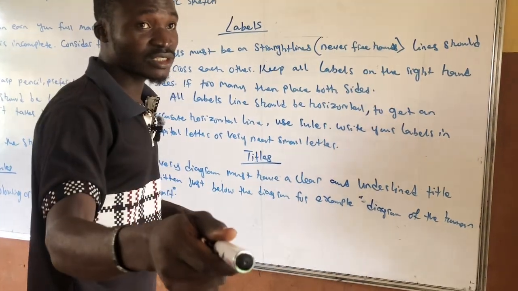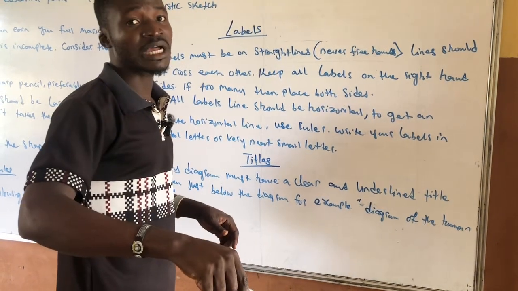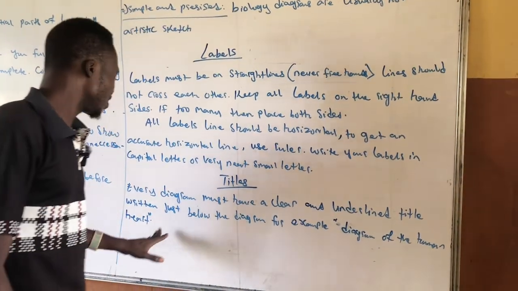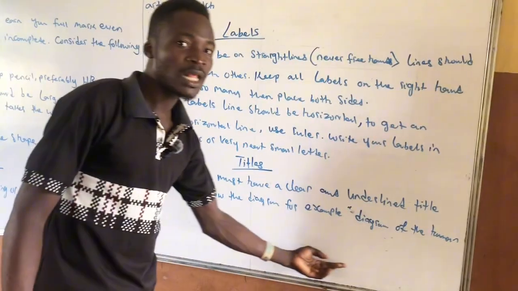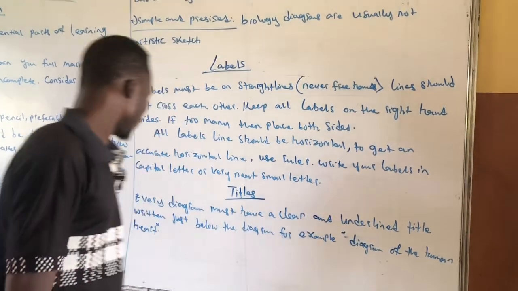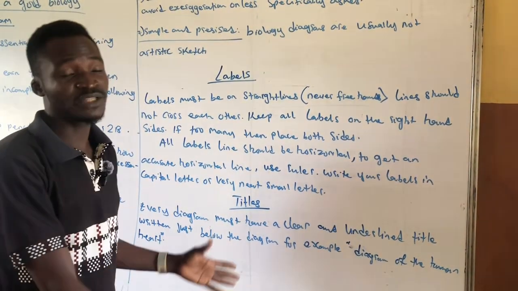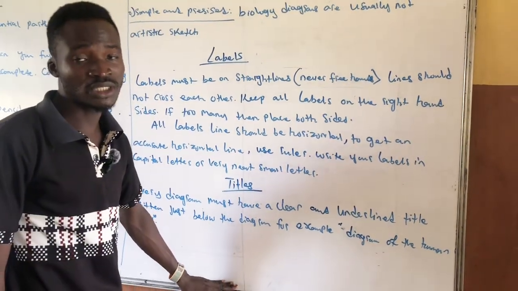If you wait till the end of this class, I'll show you how to make calculations of magnifications, and I'll tell you what magnification is. So your title is very essential, and it should be below. For instance, "diagram of a human heart." Did you get that? I only quote it because it's in a sentence, but if you are writing it out, you don't need to quote it.